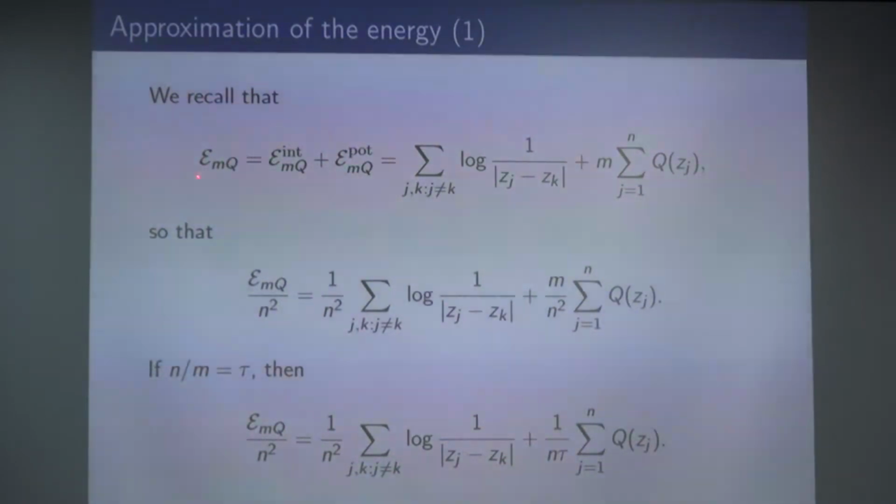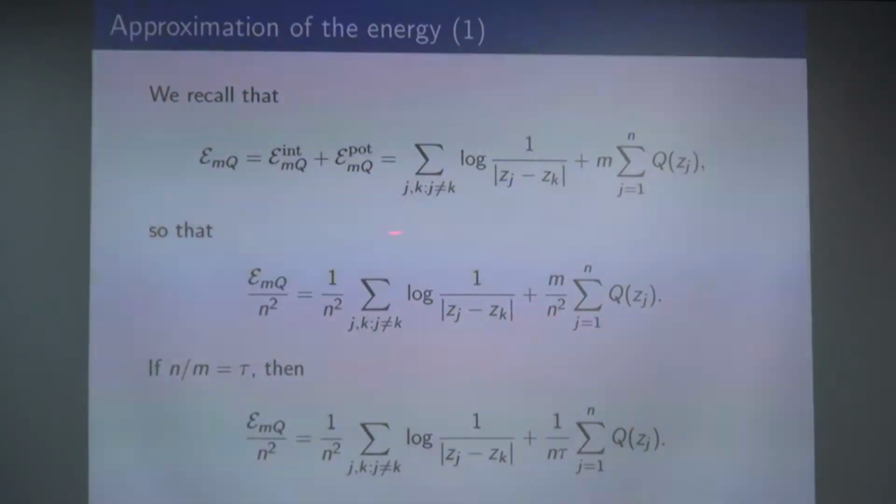Let's see. We continue. And I want to tell you something about some heuristic thinking here. So we return to the total energy. We remember it's an interaction energy plus a potential energy. Now the potential is m times Q, and then we get this expression. This is the interaction energy, and that's the potential energy. And then we see more clearly why we wanted to rescale the potential. So we divide here by n squared, and here we divide by n squared. Next, we suppose that n and m are supposed to be more or less proportional to each other. So let's call the ratio tau.